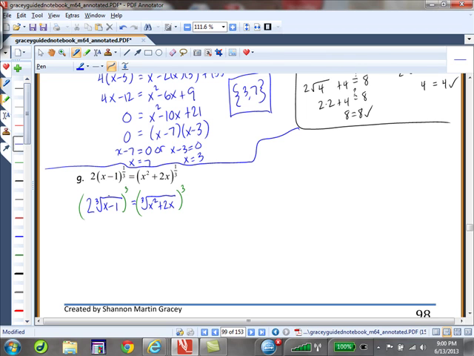Then you would cube both sides to get rid of the cube root. And again, be careful, you're going to cube that 2 as well. So you'll get 8 times x minus 1 equals x squared plus 2x's. 8x minus 8 equals x squared plus 2x's. We need 0 on one side, so we'll just get it on the left. So we have our x squared, 2x minus 8x is minus 6x, and then we'll be adding 8.